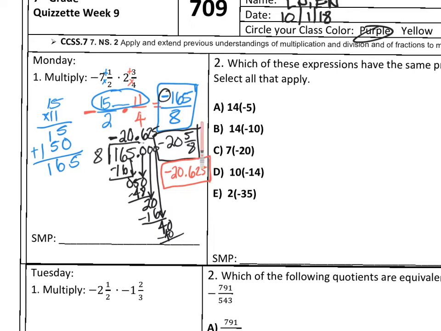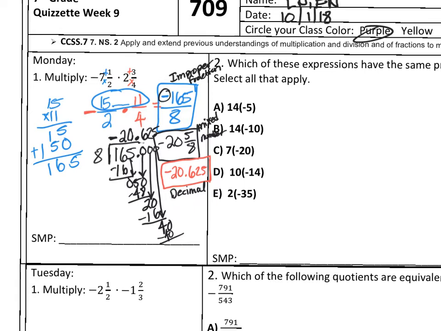All right? So here I have my improper fraction. And go ahead and write this. It's going to be really, really small. So I have my improper fraction. Here I have my mixed number. And here I have my decimal.